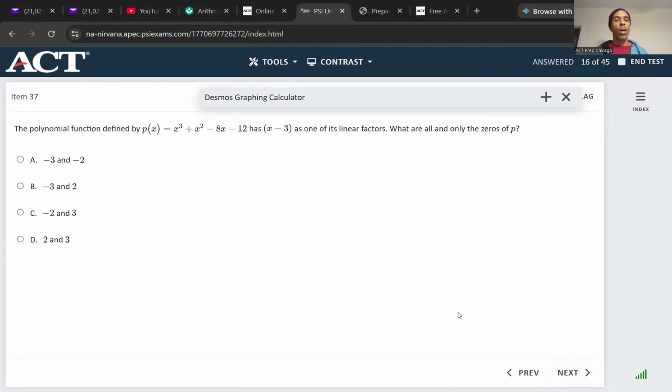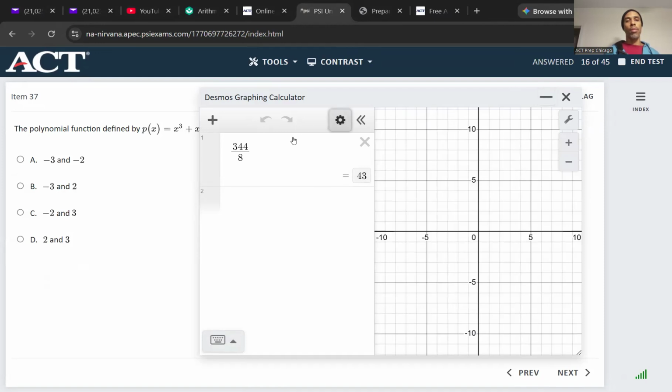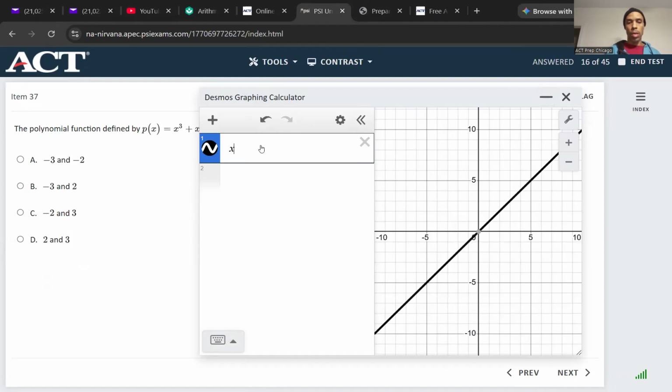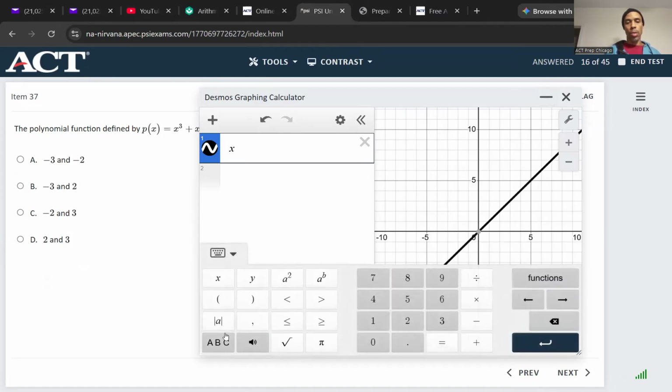A polynomial function is defined as P. As x minus 3 is one of its linear factors, which means it's also one of your solutions. What are all and only the zeros of P? So for this one, you actually could graph it and it might be easier because the zeros are the x-intercepts. So you can go to your Desmos calculator and you'd have to put this function in. So you do x to the third power.